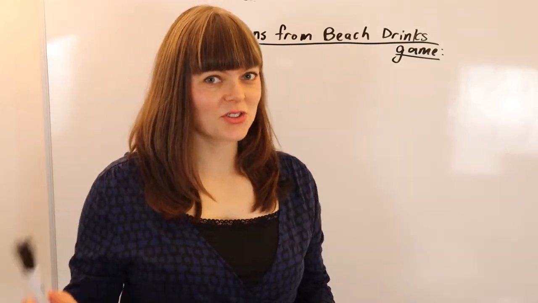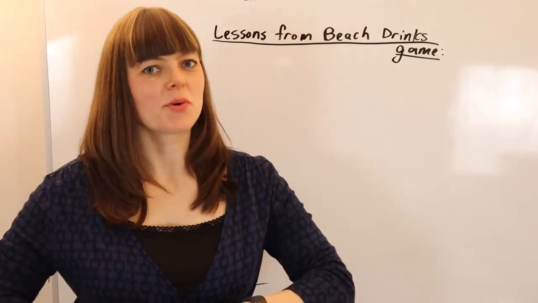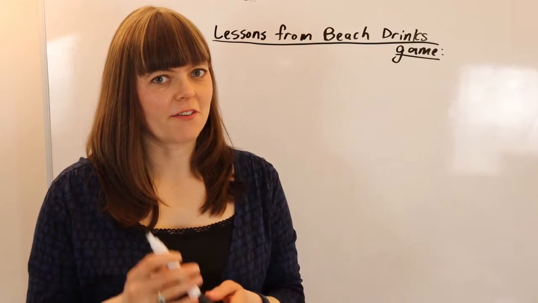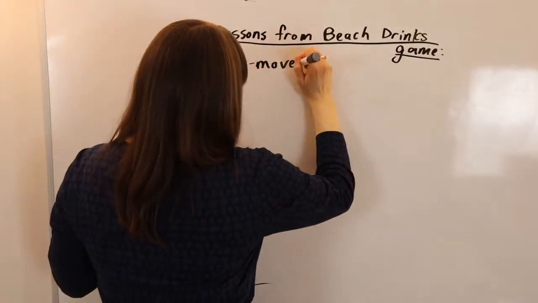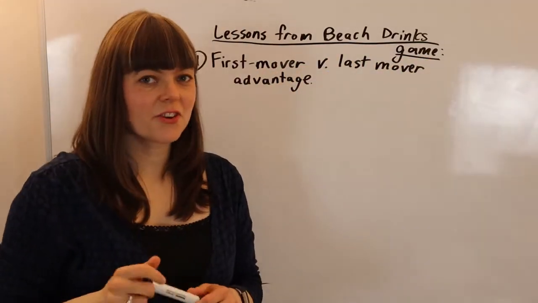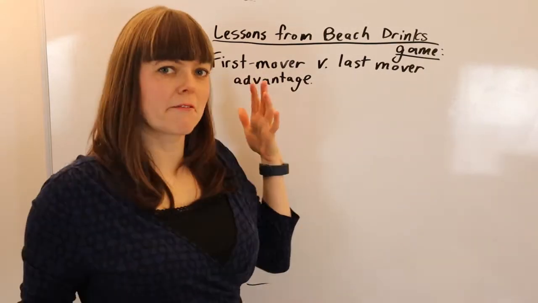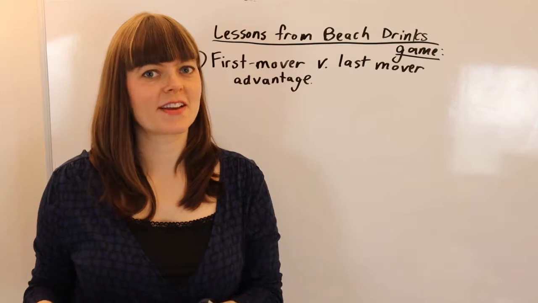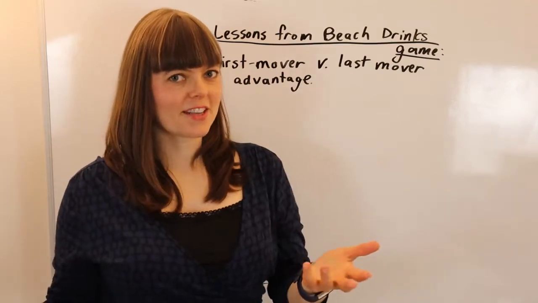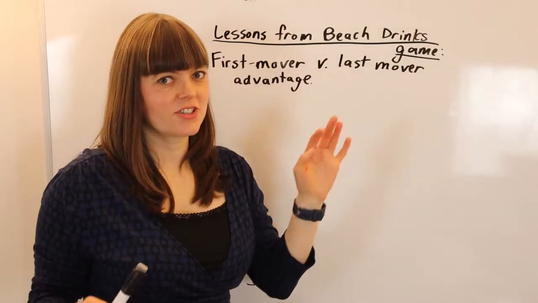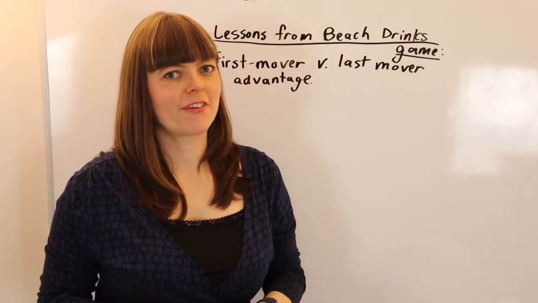Alright, what lessons should you have drawn from the beach drinks game that we played in class? There's a few lessons. The first lesson has to do with something that happens with game theory problems, that there can be a first mover or a last mover advantage. And of course, in that particular game, there was a last mover advantage, but sometimes there's a first mover advantage.